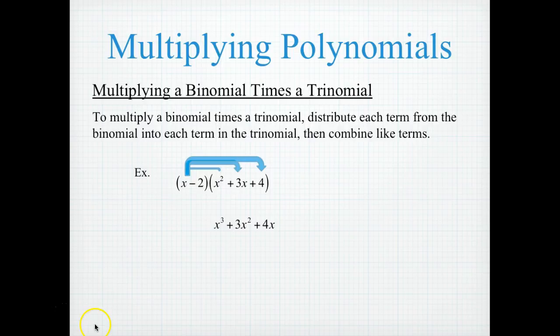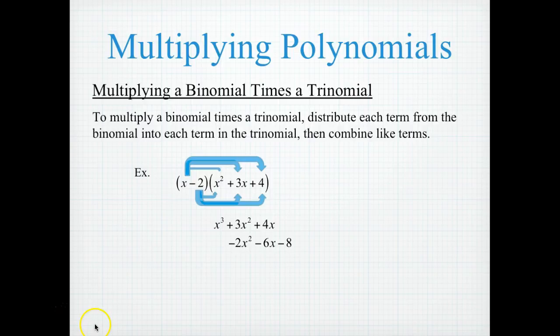Negative 2 now has to get distributed to each term in the trinomial. So negative 2 gets multiplied by x to the second, negative 2 gets multiplied by 3x, and negative 2 gets multiplied by 4. That gives us negative 2x to the second minus 6x minus 8. Now notice how I wrote these two products on top of each other rather than horizontally. Writing them vertically, as we have here, makes it much easier to identify the like terms and combine them.